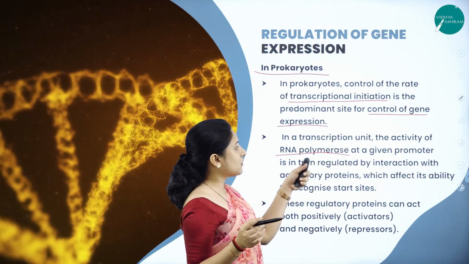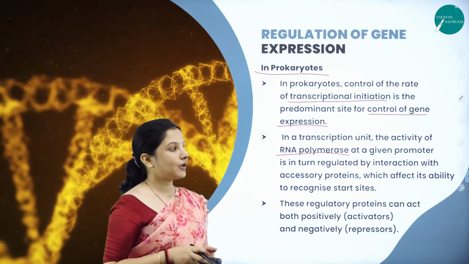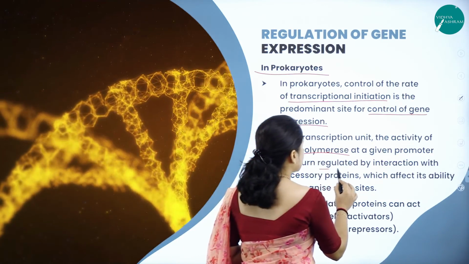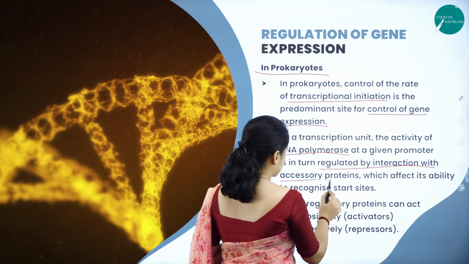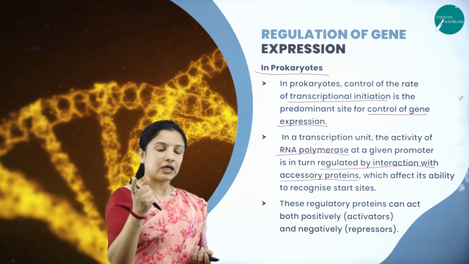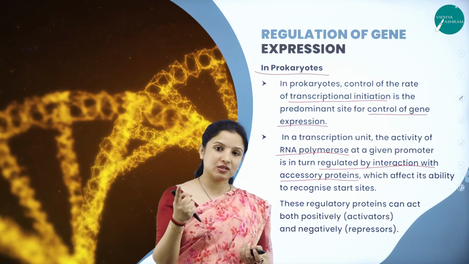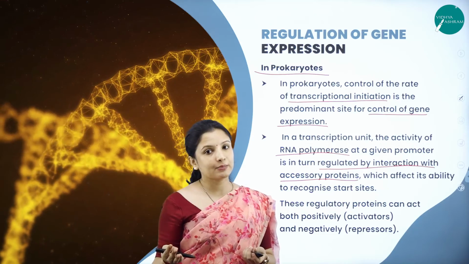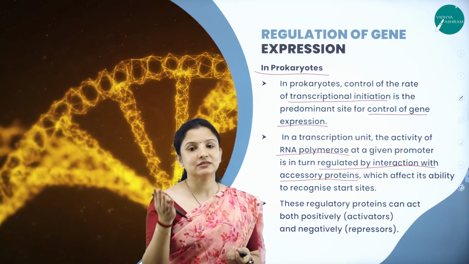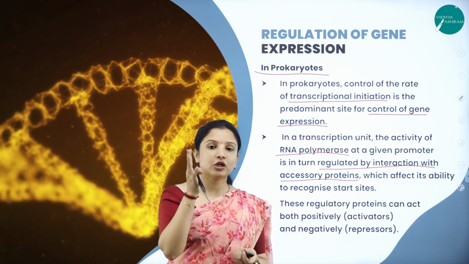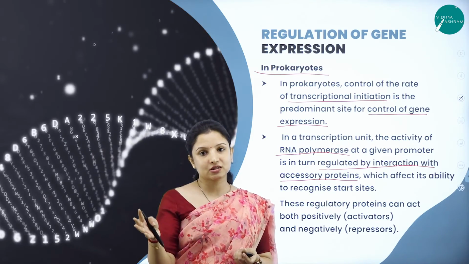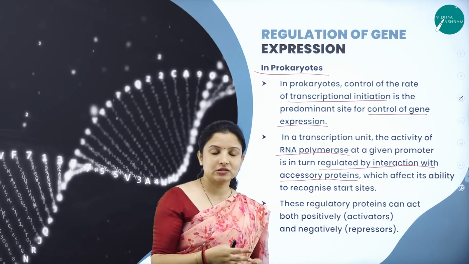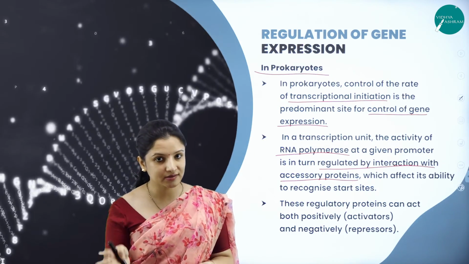So the activity of the RNA polymerase enzyme at a given promoter region is regulated by the interaction with the accessory protein. So if RNA polymerase, which is an enzyme, also has to get formed, what will the RNA polymerase do? It will catalyze the reaction wherein it will begin the process of transcription, or the formation of the mRNA strand, from the initiation site up till the termination site, right?